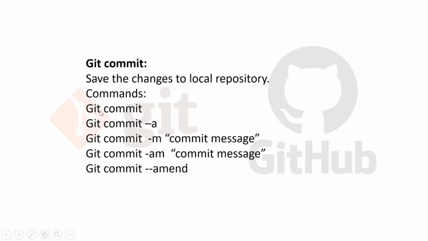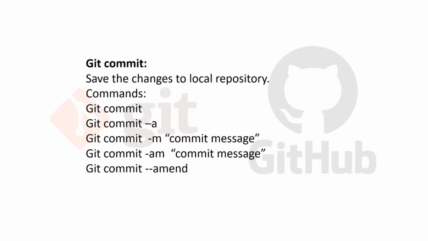The basic commands are git commit, git commit with the flag -a, git commit with the flag -m and some commit message, git commit -am, and git commit --amend. Let's discuss each one. So what exactly can git commit do? Before hitting git commit, first you need to stage some file. Only then hit git commit.